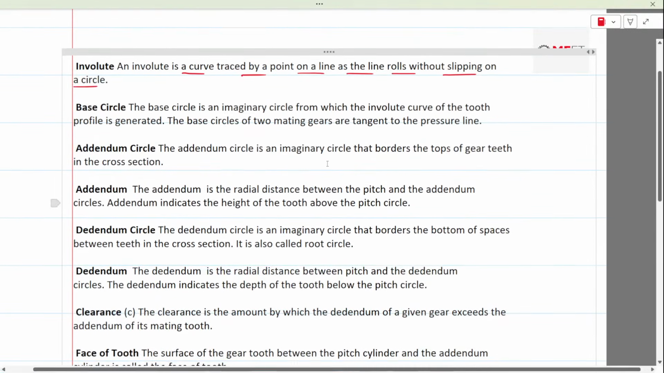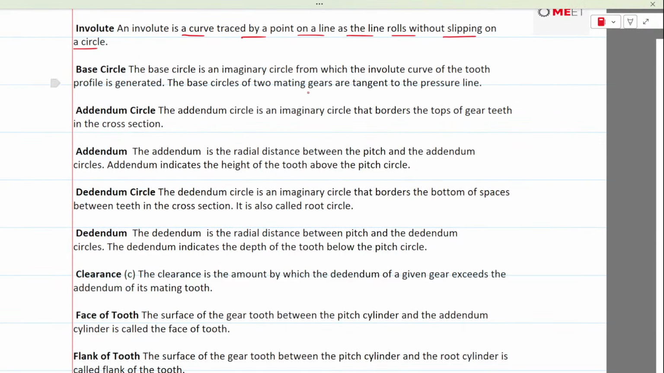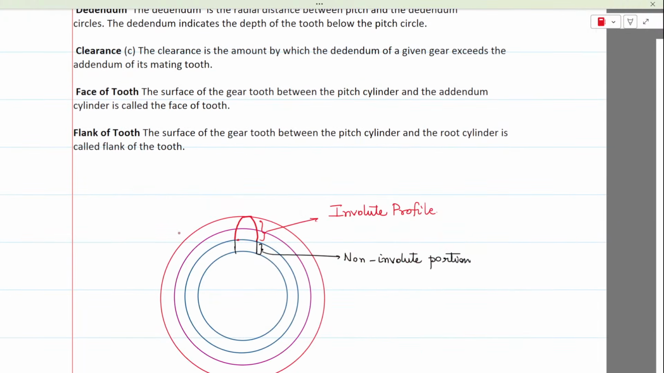Now let's get back. Addendum circle is an imaginary circle that borders the top of the gear teeth in the cross section. So we have seen this already. This is not new for us now. Next is addendum. Addendum is actually a radial distance. Okay, this is the pitch circle. So from this point up till the tip of the teeth is called the addendum.